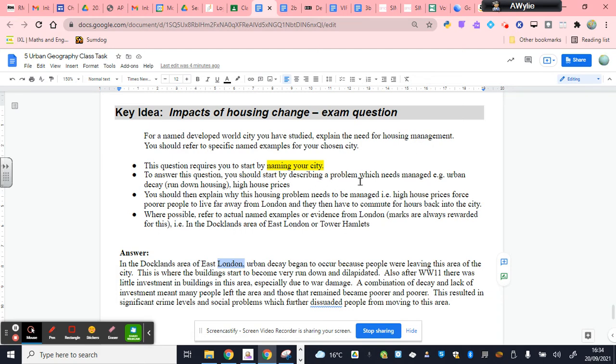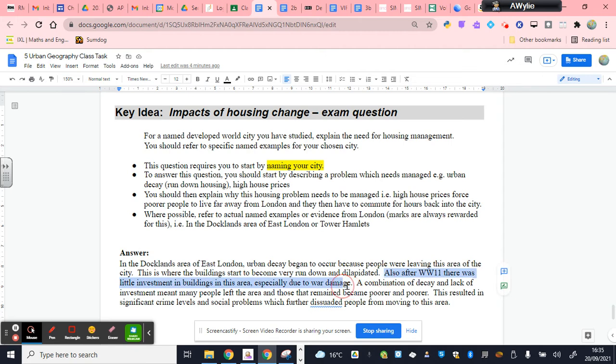Okay, so you could pick up, for example, on urban decay, which was the one I highlighted earlier. And you'll see here, urban decay began to occur because people were leaving this area of the city. This is where buildings start to become very run down and dilapidated. Okay, so now we have a problem identified. Now that's not explaining its need, but we've identified the problem. Okay, it's in the next paragraph where we get to actually that point.